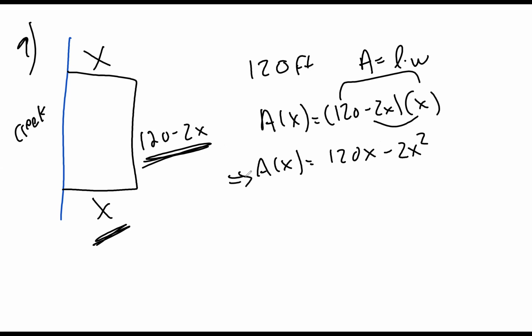Now, we mentioned prior that when we are given a function, the first thing we want to make sure is that it's written in degree descending order, because that is going to matter. So I'm going to rewrite this as negative 2x squared plus 120x. So this is the guy.